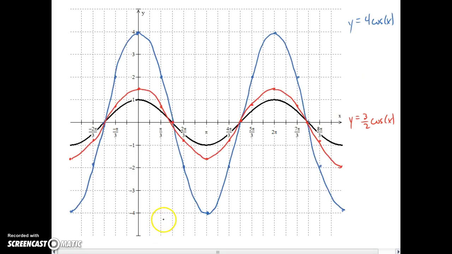Okay, so here's the graph of y equals 4 cosine x and y equals 3/2 cosine x. And again, pay attention to the amplitudes. The amplitude on this blue graph, y equals 4 cosine x, is 4. And the amplitude on the red graph, y equals 3/2 cosine x, is 3/2. And it's important to note that the key points where the graph crosses the x-axis don't change at all when you just stretch it vertically. Those stay the same. Those are fixed points on vertical stretches.